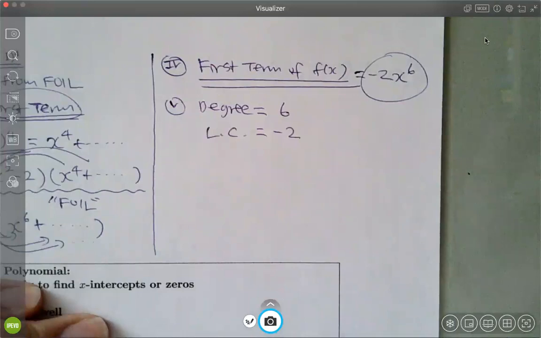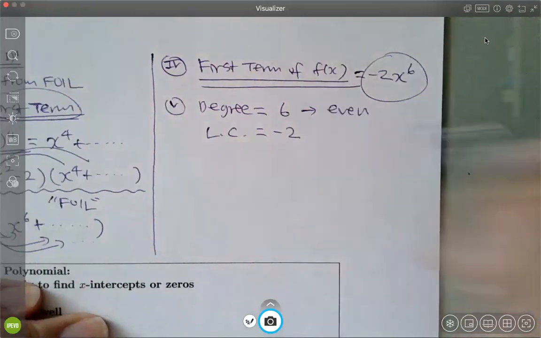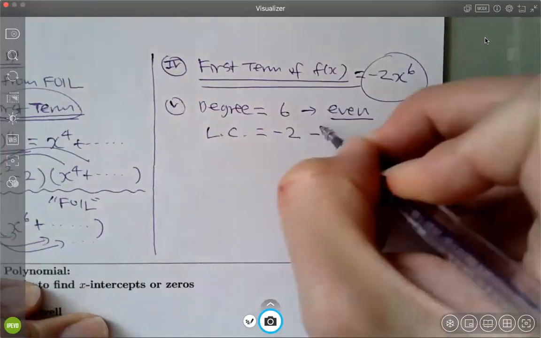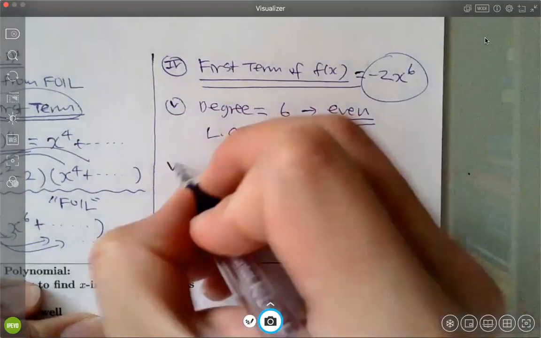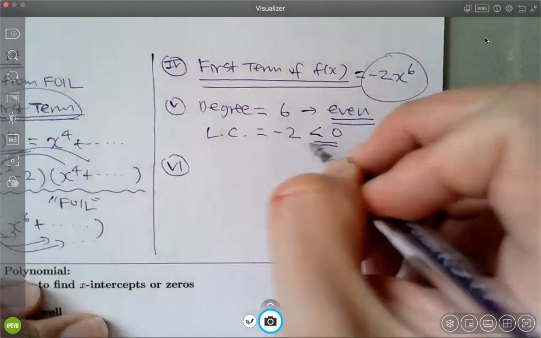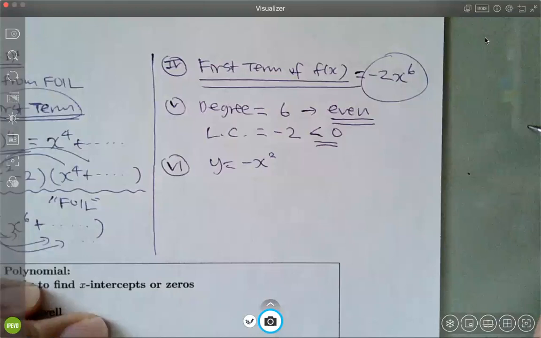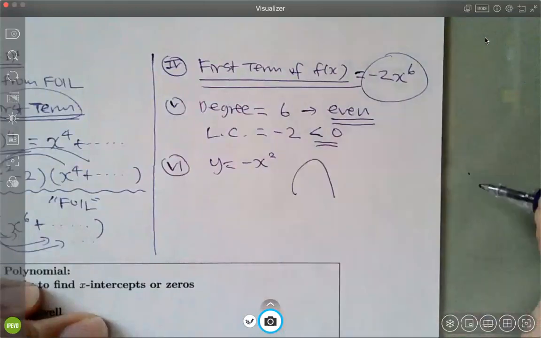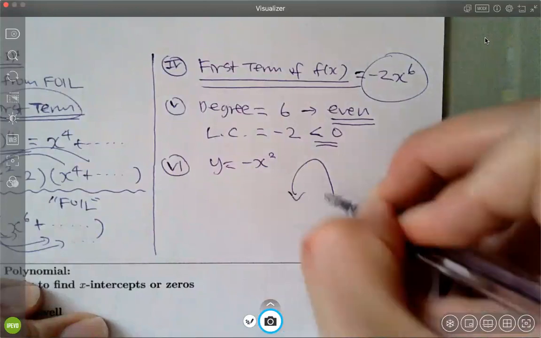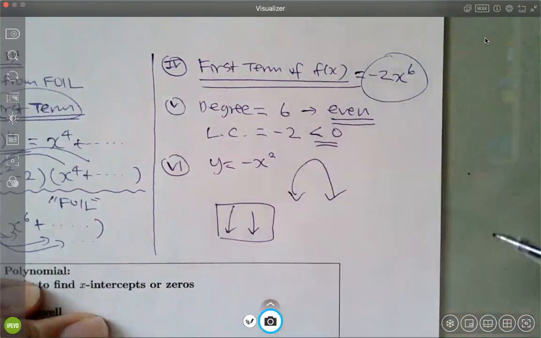So the degree is this time what? Even, right? And then the leading coefficient is negative. So the even degree and the negative leading coefficient. So what is the sample function? -x squared, whose graph is what? Upside down parabola. So what's going on at the two ends? They are going down, right? So the end behavior is down, down.